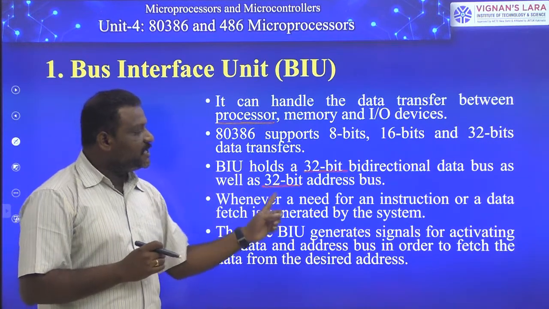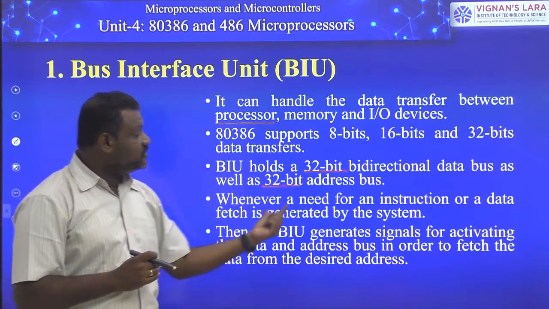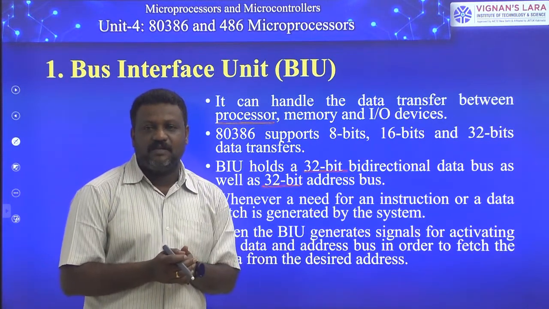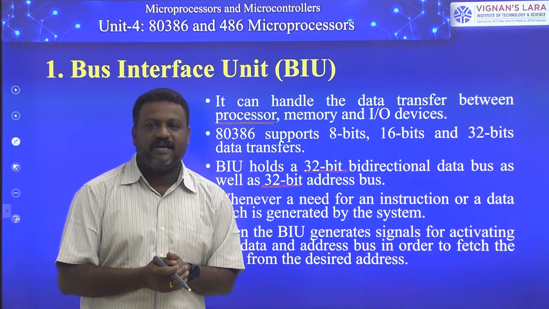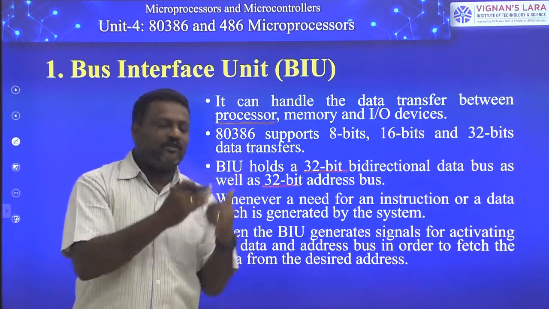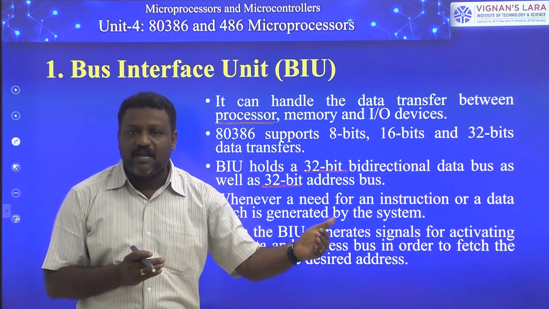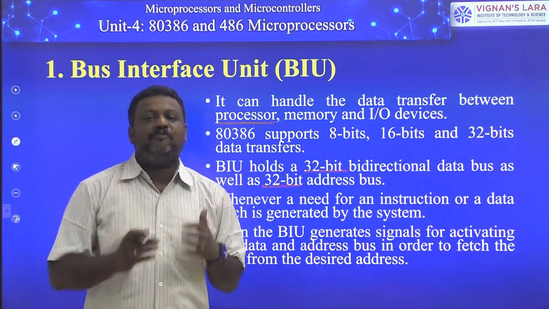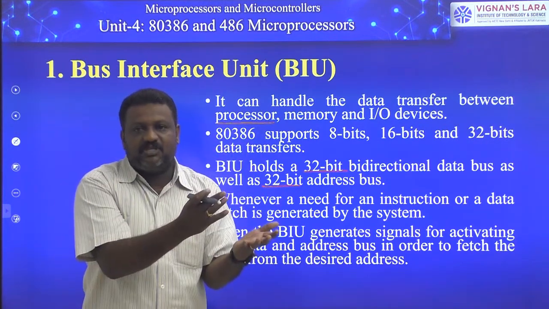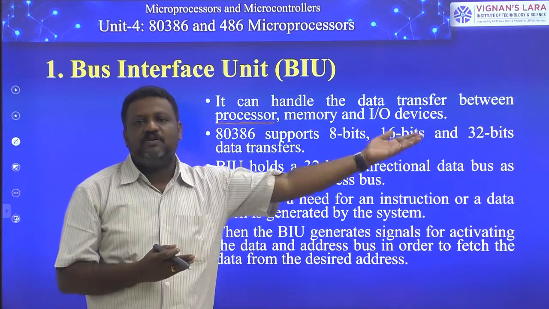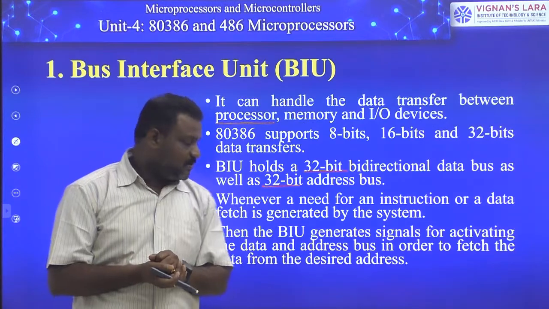Right. Whenever a need for an instruction or a data fetch is generated by the system, for what purpose do we use this BIU? I get an answer for that. Whenever I need an instruction from memory, or I need data for execution of an instruction, my system informs that to the BIU, then the BIU goes and gets the data from memory or from an I/O device. Alright.